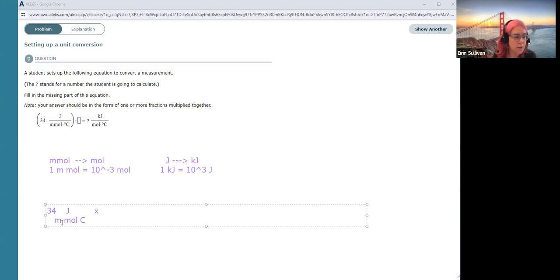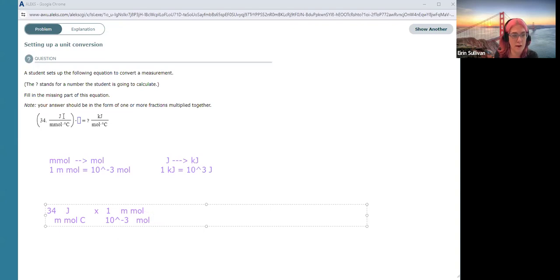So let's deal with the millimoles first. We want to get rid of millimoles and end up with moles. I'm not even going to look at numbers. I just know I want millimoles on the top and moles on the bottom in order for that to cancel. Then I go back to my equivalency, and I know that for every 1 millimole, that is 10 to the power of minus 3 moles. So that's all I have to do for that one. If I cancel my units right now, my millimoles cancel and I have joules per degree Celsius per mole.